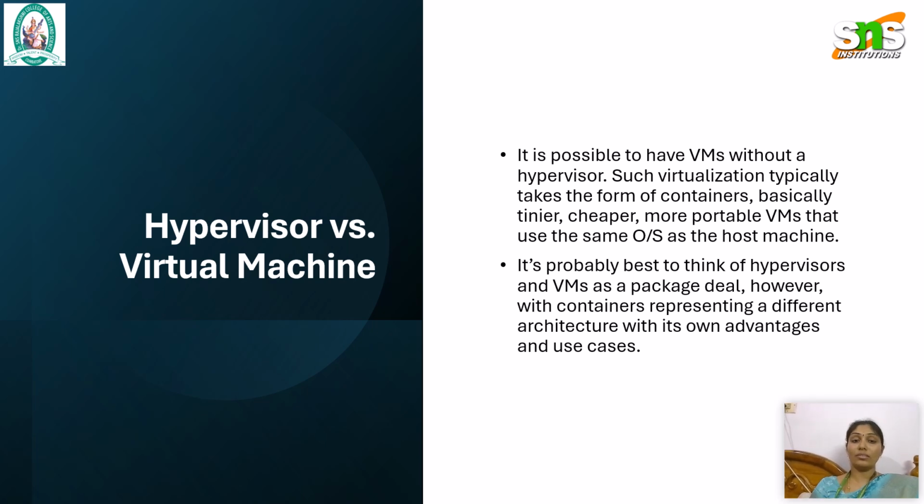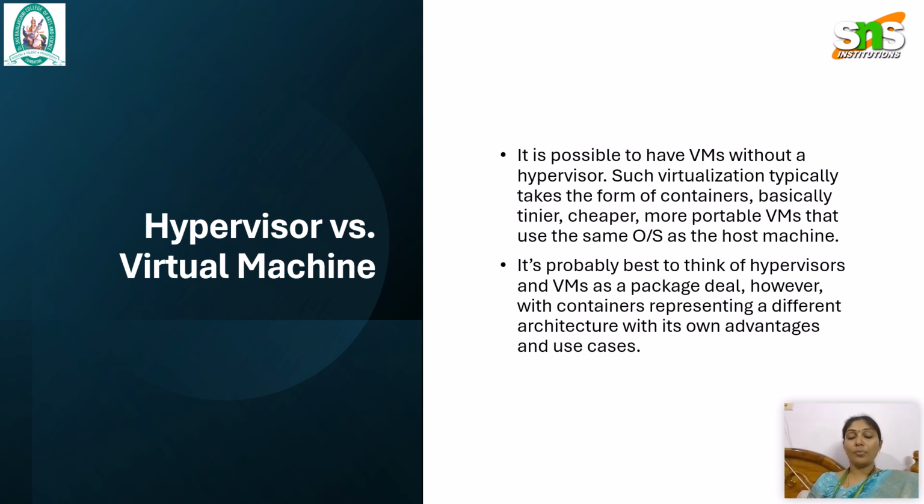Types of hypervisors. We already discussed that the types of hypervisors are type 1 and type 2. Type 1 is bare metal, type 2 is hosted. Bare metal runs directly on the physical hardware, and type 2 hosted runs on a host operating system. For example, bare metal examples are Microsoft Hyper-V, Xen, VMware ESXi. Examples of hosted hypervisors are Oracle VirtualBox and VMware Workstation.